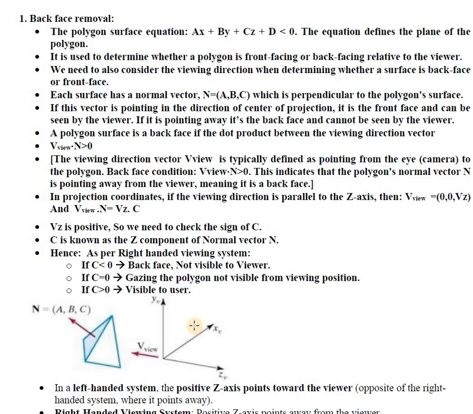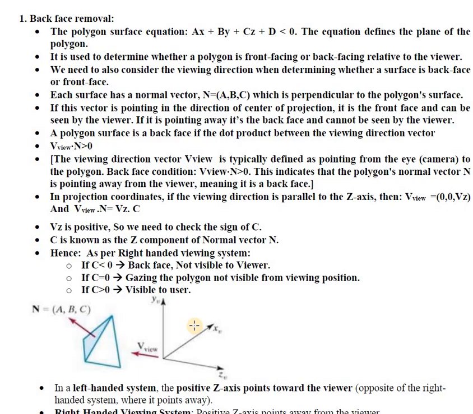Backface removal algorithm works on the equation of polygon surface, that is ax plus by plus cz plus d is less than 0. Now every surface has a normal vector which is represented as n, and it has 3 components, a, b and c. Obviously, the a component belongs to the x-axis, b component belongs to the y-axis, and c component belongs to the z-axis. Now, we say that a polygon surface is a backface if the dot product between the viewing vector and the normal vector is greater than 0. So, vview dot n, if it is greater than 0, then it is a backface.